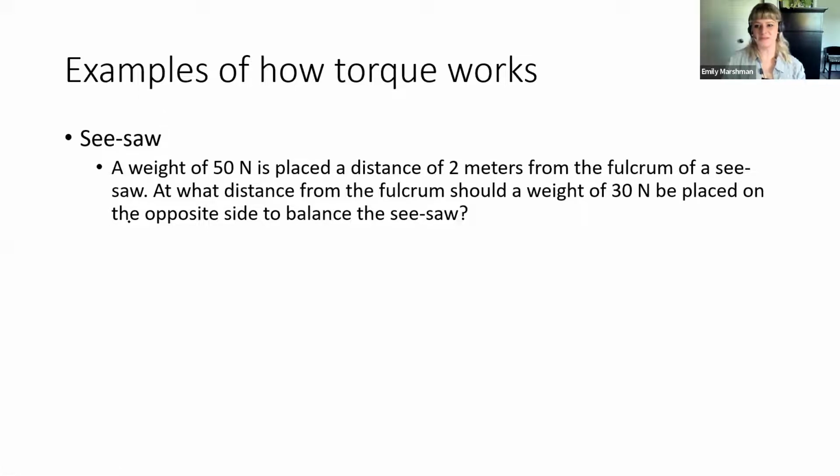So here's an example of how we can use torque to solve some problems for us. Let's suppose we have a weight of 50 newtons placed a distance of 2 meters from the fulcrum of a seesaw. At what distance from the fulcrum should a weight of 30 newtons be placed on the opposite side to balance the seesaw? So this is a pretty big seesaw.